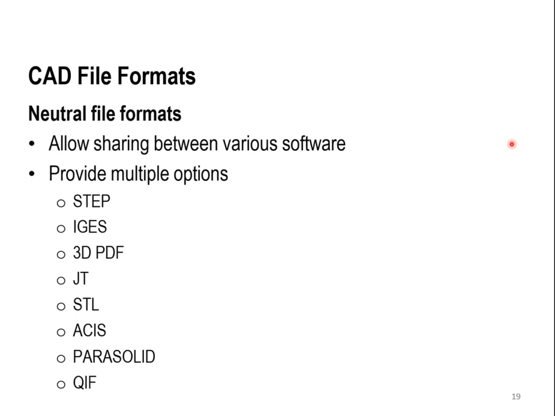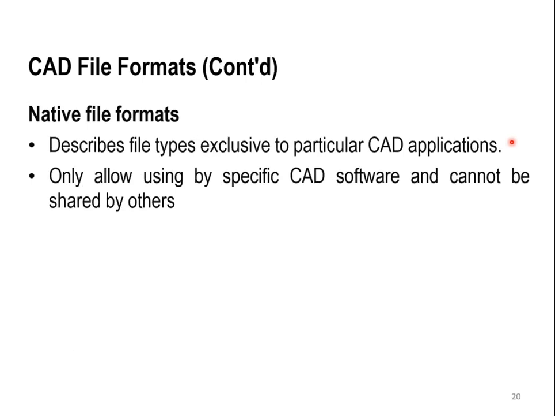So next time, if you make a drawing or a CAD model with SolidWorks and you want to share it with a company, just be sure to save it in one of the following formats as well besides SolidWorks. So if they don't have SolidWorks, they still can open it. We have what we call the native file format, which is file types exclusive to a particular CAD application, like SolidWorks files. They only allow use with the specific CAD software and cannot be shared with others.